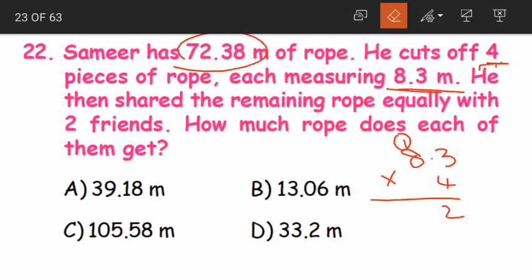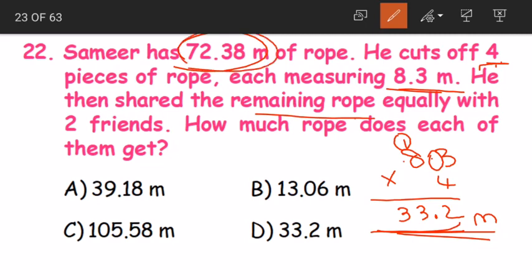Here 2 written below, 1 carried, 8 4s are 32 plus 1 33, and we are having the decimal point after 1 digit, so placing the point after 1 digit from the right. 33.2 meters. This is the part that he has cut off. The remaining rope, how much is remaining now?